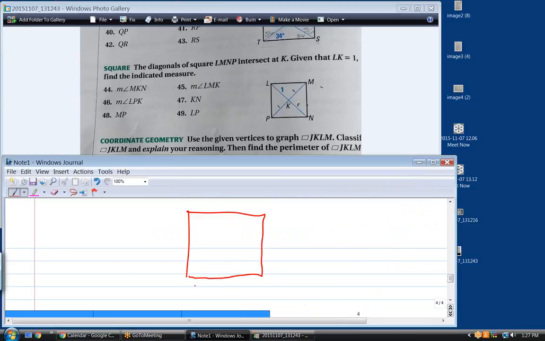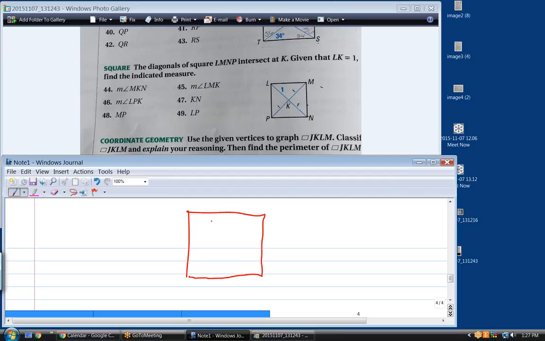The length of KN. This is a side where, oh, well, they're giving us this. I thought we were going to have to use geometry to figure it out, but we don't. They give us that it's 1. What's this one? That's 1 also, because we know they bisect one another. MP? MP is 2.